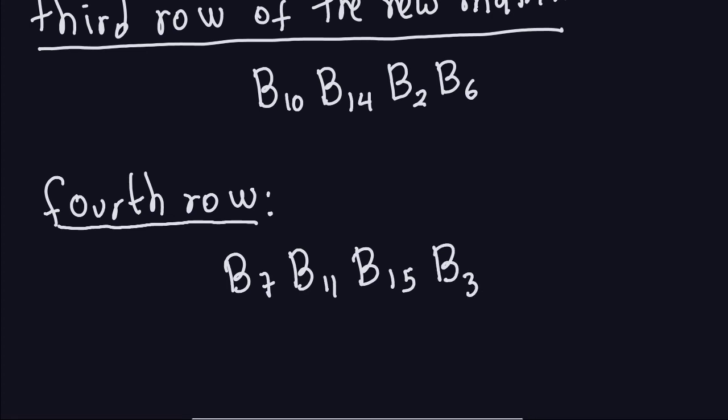Then I do it again for B7. Move it to this position here. So let me erase it again and move it. B7. That's twice, and so I have to do it one more time.